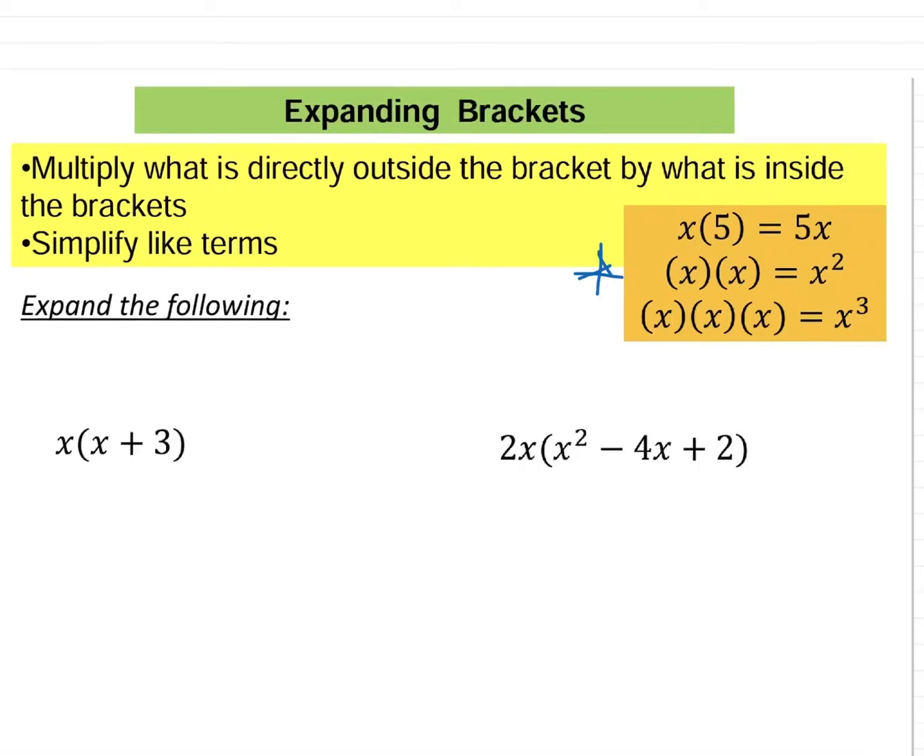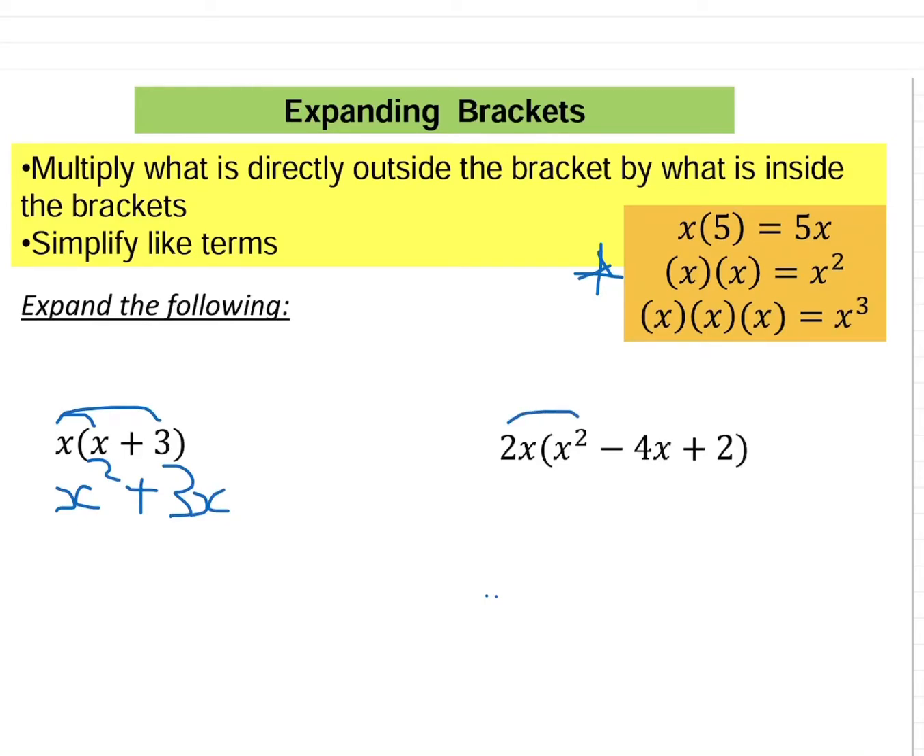Now, let's look at the first example. So we have x outside the brackets, x plus 3 in the brackets. So let's expand our brackets using the arrows. So x times x, that is x squared. x times 3 then we have 3x. Done on the right now.